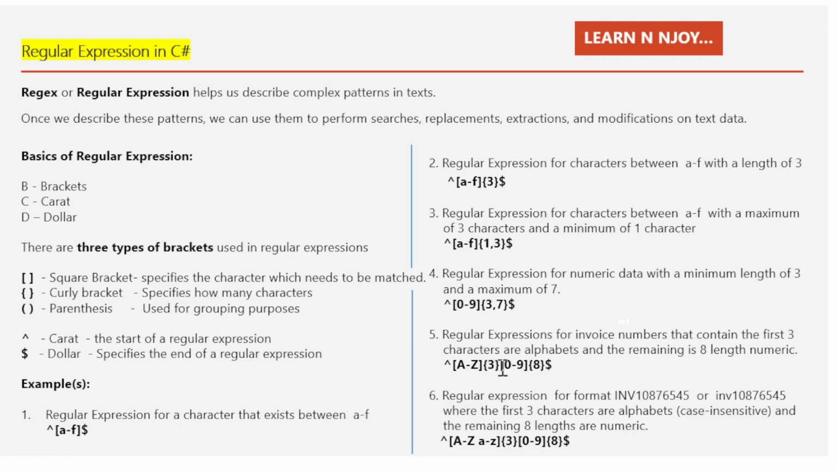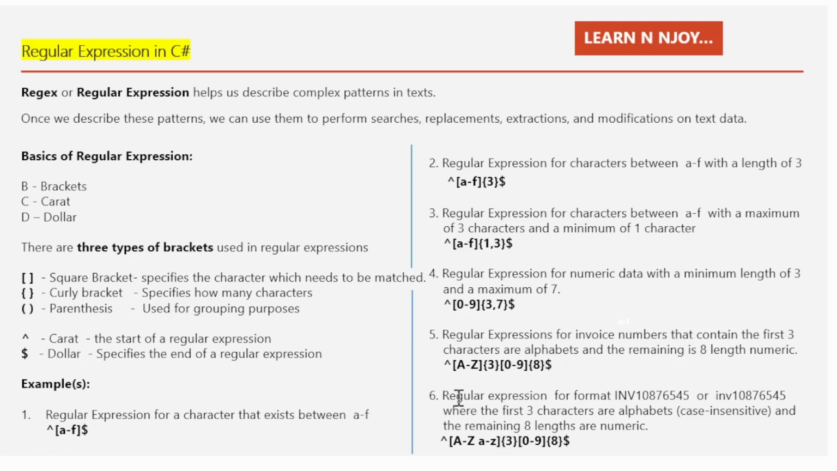Now we need to mention the remaining 8-length numeric. How are we going to mention it? We write in square brackets 0 hyphen 9, and then we mention how many characters. Here the length of the numeric characters is 8. We mention 8 in the curly bracket, and at the end we have the dollar sign. So this is the regular expression for requirement number 5.